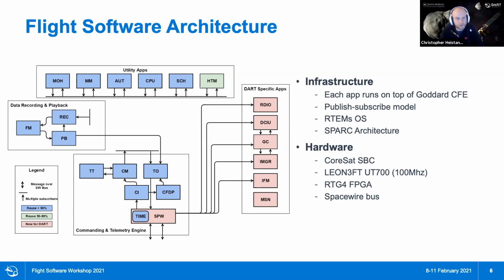Our software stack itself, which you can see on the left, all the blue applications, we were able to pull heritage. So we got these from Solar Probe and from Van Allen Probes. And the red applications are basically the new applications. The exciting ones are things like DCIU, which is our NEXT-C ion propulsion controller, or Imager, which is the control for DRACO, our telescope camera that helps hone us in.